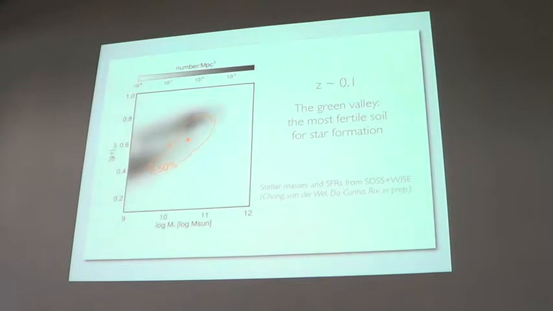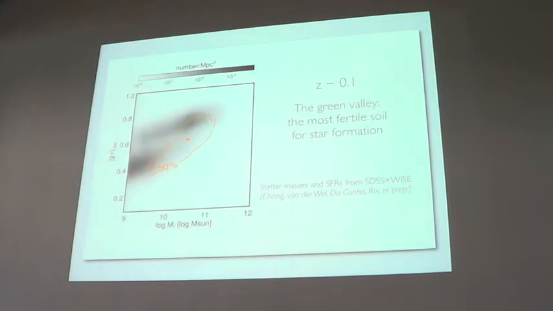I put this in just now because Frank keeps saying quenching is how galaxies move from the blue cloud to the red sequence. Now this is the number density of galaxies in this mass, g minus r plane, at redshift 0.1. This is from Sloan and WISE. This is a recent project I've been doing with my student, or former student, Yulian Chang. He just moved last week to Paris.